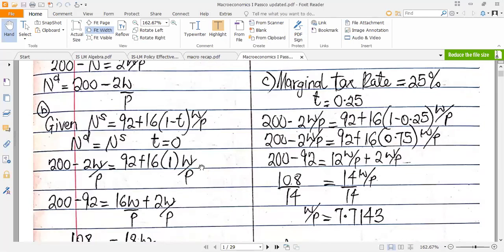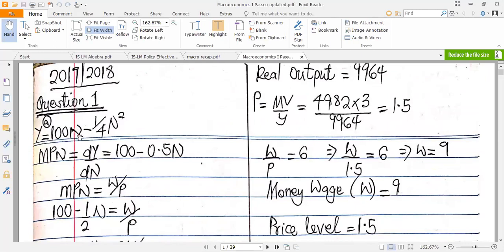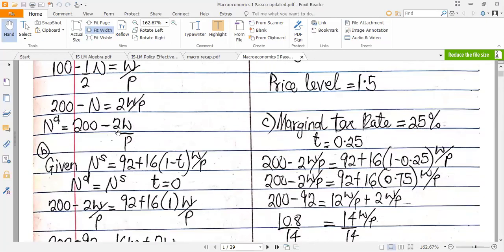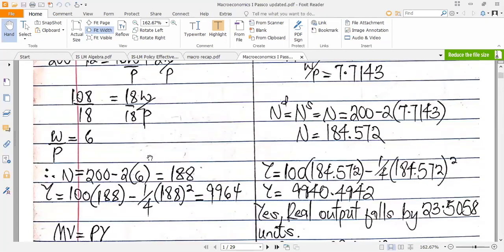For that one, we take the production function, okay? Production function, this Y is your real output. So wherever you see N, you put the value of N there, okay? Wherever you see N, you put the value of N there. N is 188. So just put your N there, please.